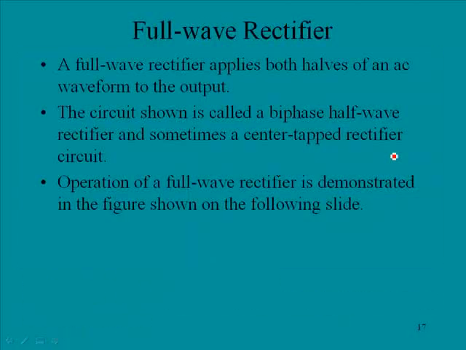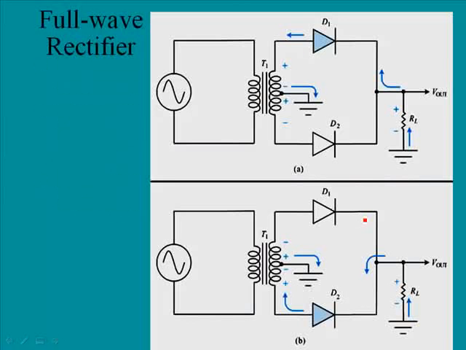Okay, full wave rectifier. A full wave rectifier applies both halves of an AC waveform to the output. The circuit shown is sometimes called a biphase half-wave rectifier. Sometimes they're called a center-tapped rectifier circuit. At any rate, they employ full-wave rectification. The operation of a full-wave rectifier is demonstrated in the figure shown on the following slide. And so here we have a full-wave rectifier.